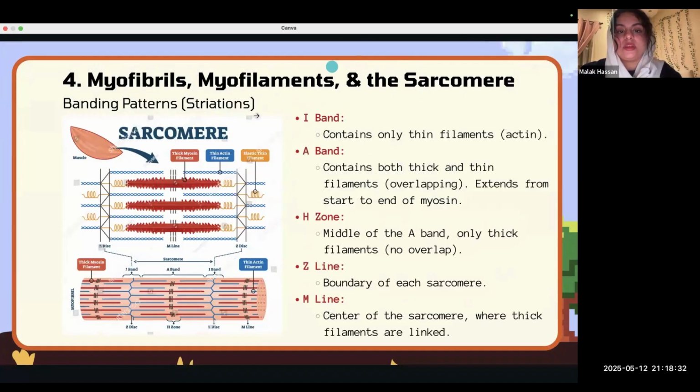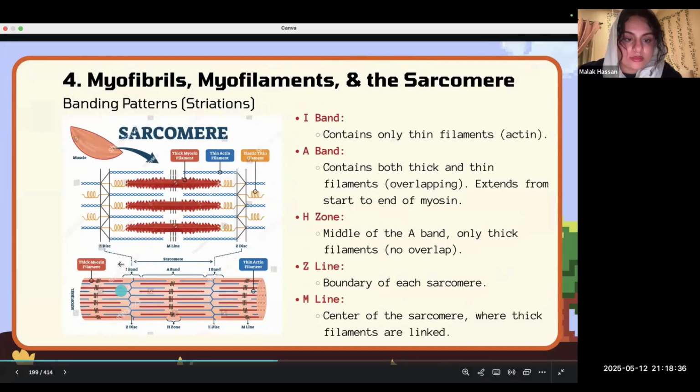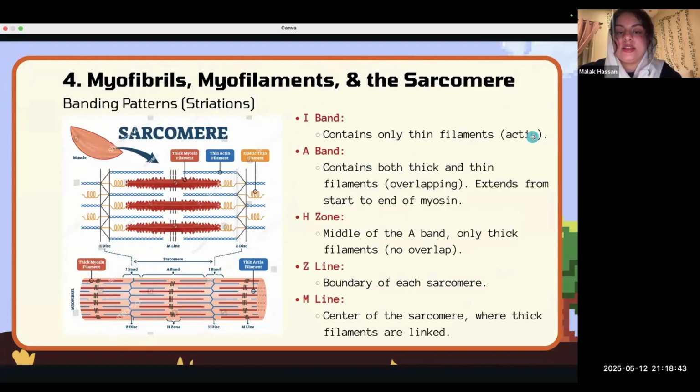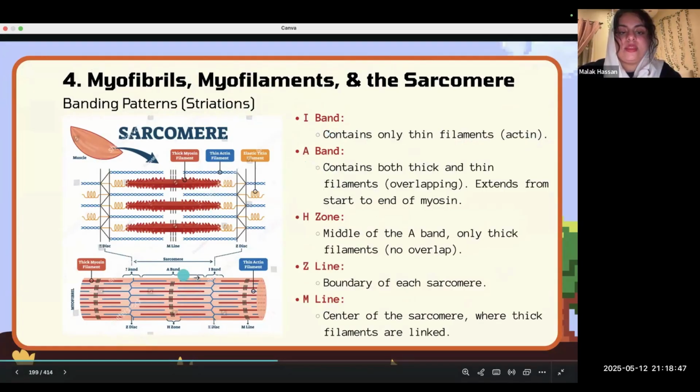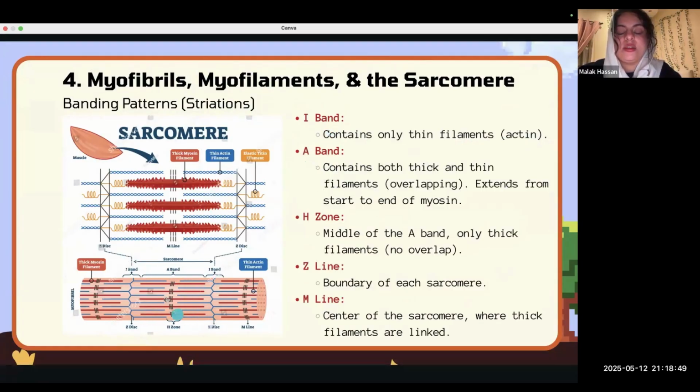Now let's look at it. Here we have the I band. The I band will contain only thin filaments, which is actin. The A band contains both thick and thin filaments. So the overlapping extends from the start to the end of myosin.